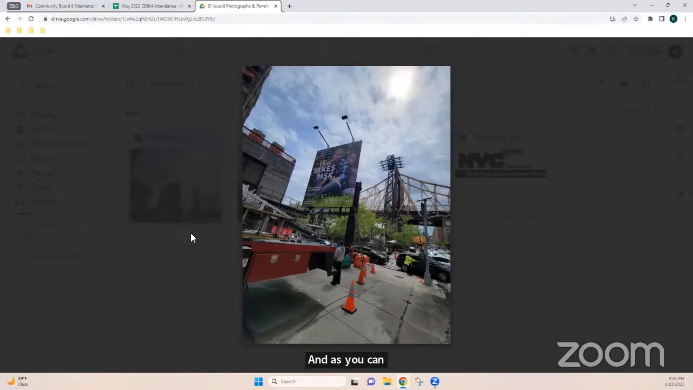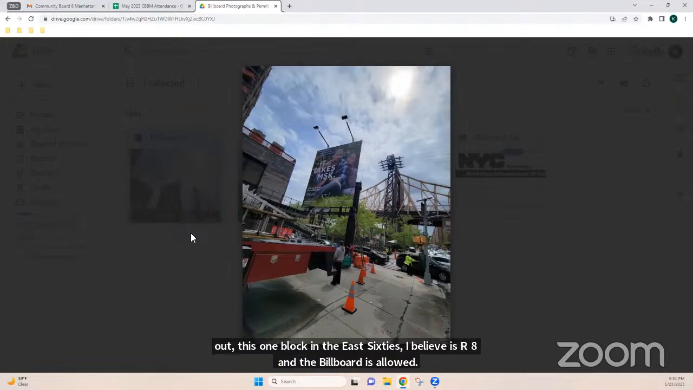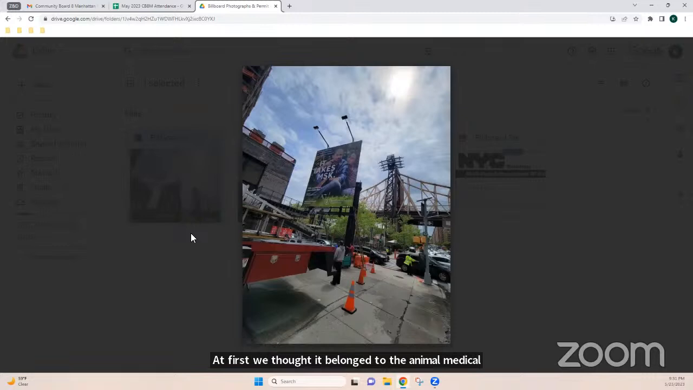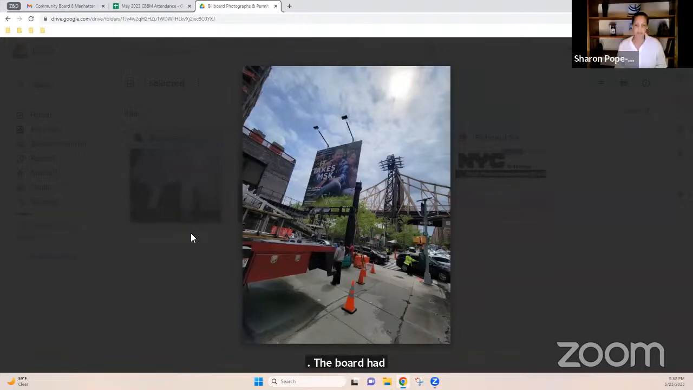And as it turns out, this one block in the East 60s, I believe, is R8, and the billboard is allowed. At first, we thought it belonged to the Animal Medical Center. We then found out it belonged to the Bentley Hotel. It's on their property. If you want, I can read you the paragraph we wrote after we had our board meeting and we discussed this billboard. I can read you what the board had to say. Yes, please.